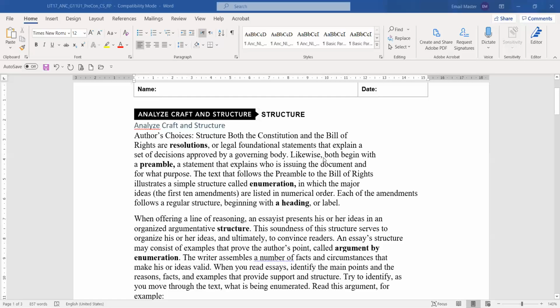Likewise, both begin with a preamble. A preamble is a statement that explains who is issuing the document and for what purpose. The text that follows the preamble to the Bill of Rights shows a simple structure called enumeration, which we will look at in the next video, in which the major ideas, so there are 10 amendments, are listed in numerical order. So enumeration comes from numbers. It means listing in numerical order. Each of the amendments follows a regular structure, beginning with a heading or label.